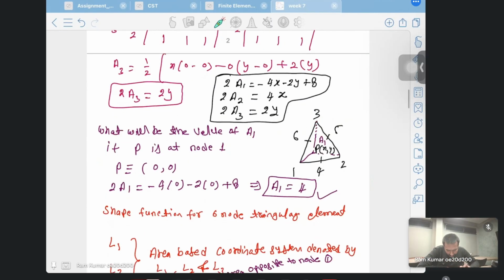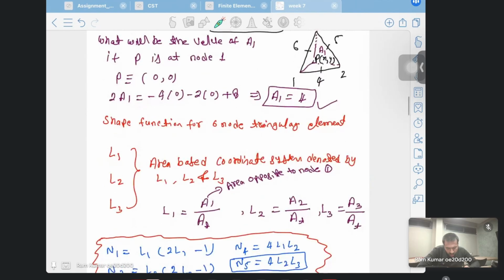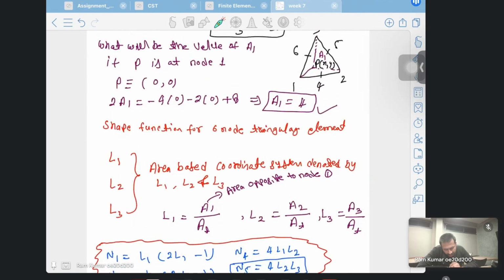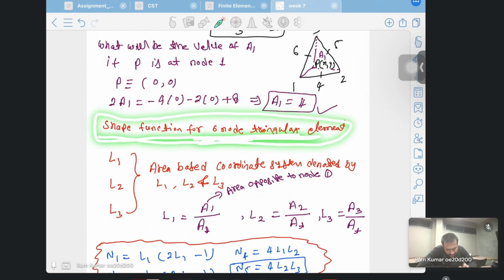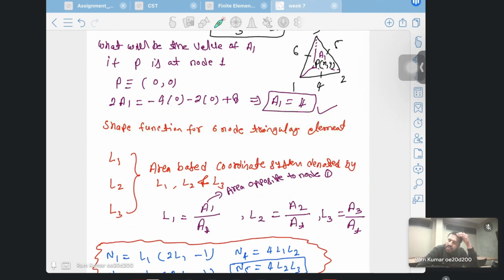Okay, sir. Okay. So now I want to find the shape functions for all 6 nodes. In class, sir covered the CST, constant strain triangle element. Did he cover it, or is he going to cover it? Taught in the previous classes, sir, but I am not fully aware.